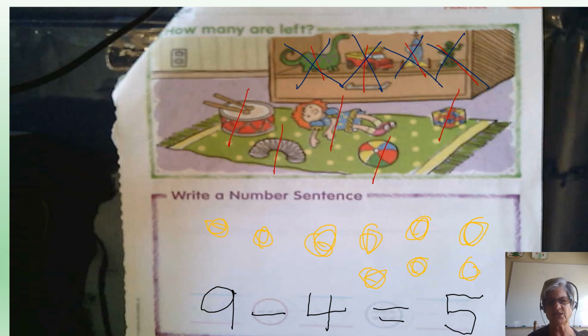We have 9 circles. You draw 9 circles above the number sentence. And then count them once you've done them to make sure you have 9. You may do that now.